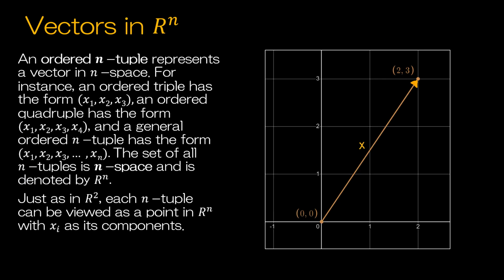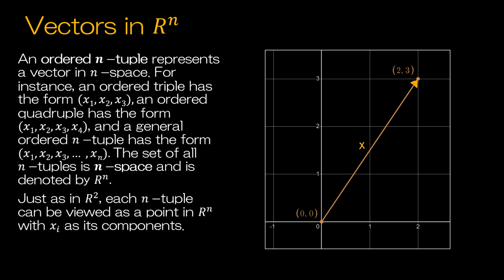Let's talk now about vectors in Rn. So we just talked a little bit, mostly about vectors in R2, but an ordered n-tuple represents a vector in n-space. Obviously this picture is in 2-space, but I could visualize a vector in 3-space. It gets much more difficult to visualize vectors after that point.